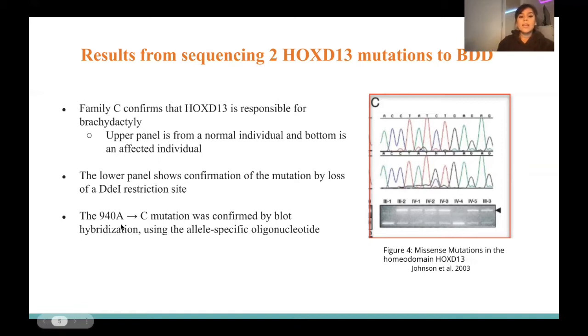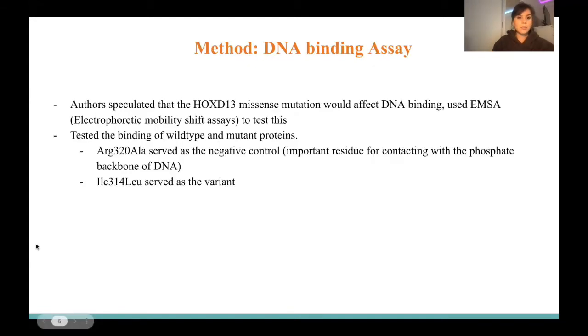The 940A to C mutation was confirmed by blot hybridization using the allele-specific oligonucleotide. This is because this is referring to this right here. The affected individual doesn't have it, meaning that it was blocked.